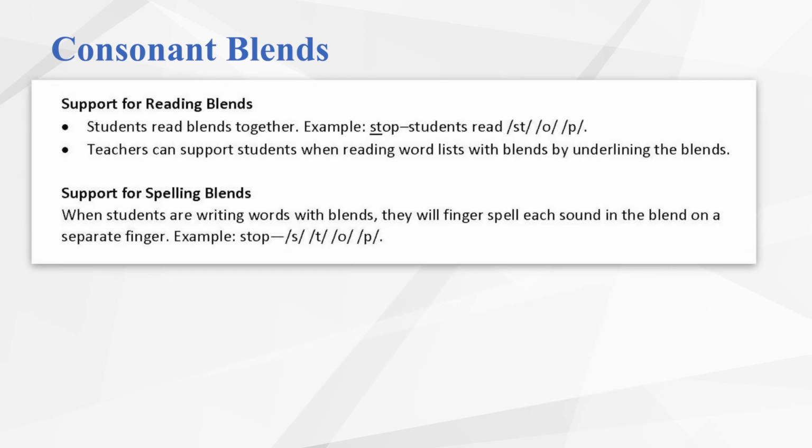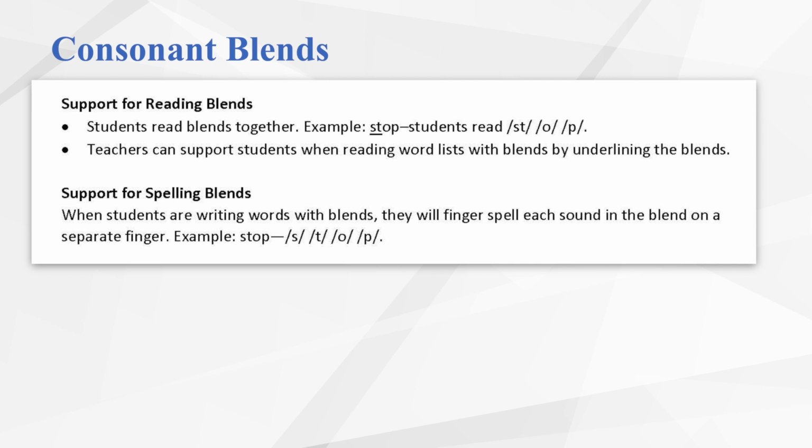Oftentimes, in working with blends and clusters, we must provide some additional supports for students to decode and encode words correctly. In reading word lists, we encourage students to keep the blends and clusters together. Looking at the example on your screen with the word stop, we might highlight or underline that initial blend ST and remind students to keep it together saying st as they decode the word. That is preferred over sounding those two consonants out individually.